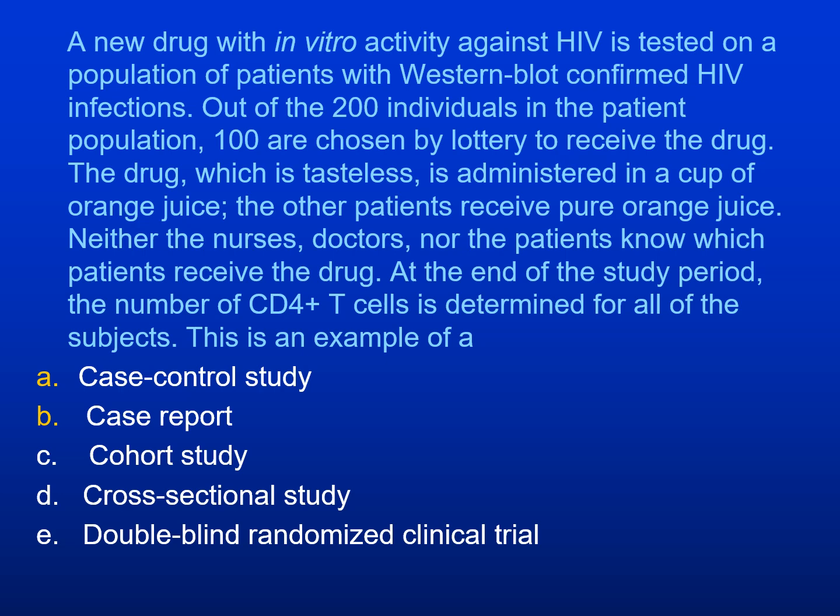At the end of the study period, the number of the CD4 positive T cells is determined for all of the subjects. This is an example of a case control study, case report, cohort study, cross-sectional study, double-blind randomized clinical trial. Of course, this is a double-blind randomized clinical trial where doctors and nurses are blinded and patients too.